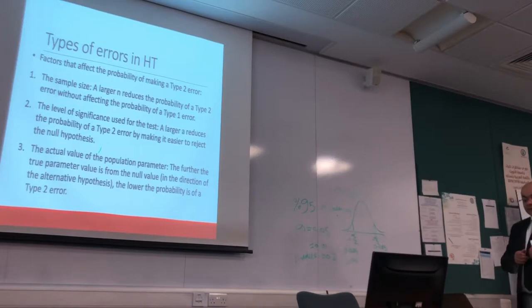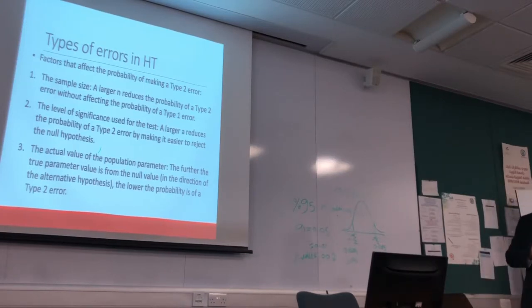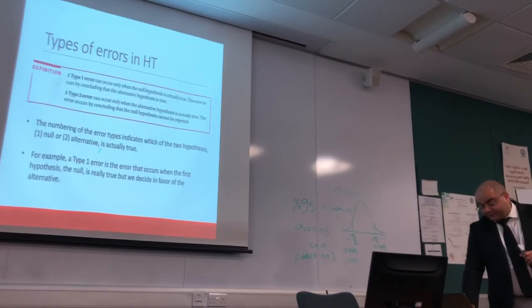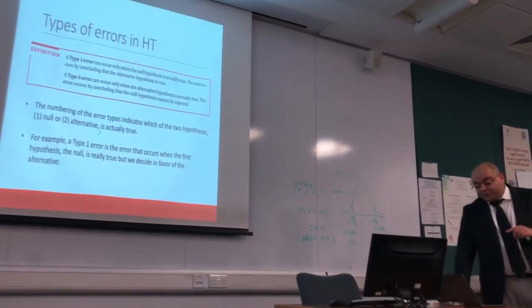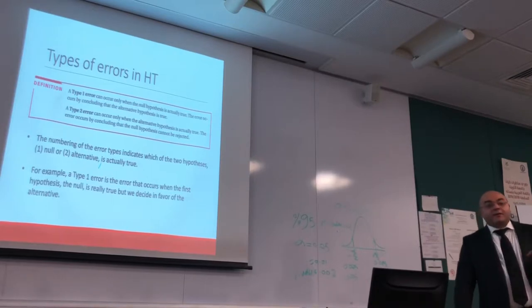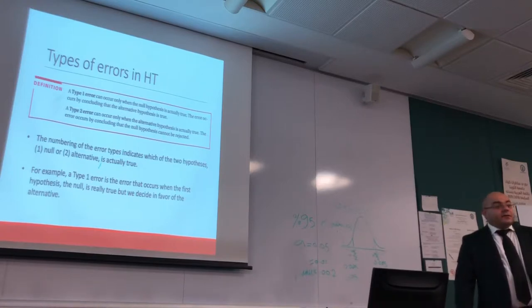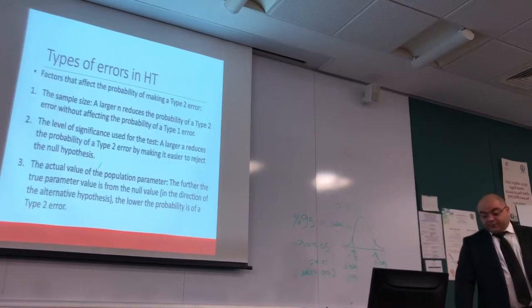So, factors that affect the probability of committing type 2 error. Okay. نتذكر معنا ثانية. شنو type 2 error? Okay. When the alternative is actually true. Okay. Error occurs when completely that the null cannot be rejected. نتذكر مرة ثانية. إن إحنا we failed to reject the null. إنزين. معناته we accepted the null, we rejected the alternative. Okay. هذا شنو؟ Type 2 error.